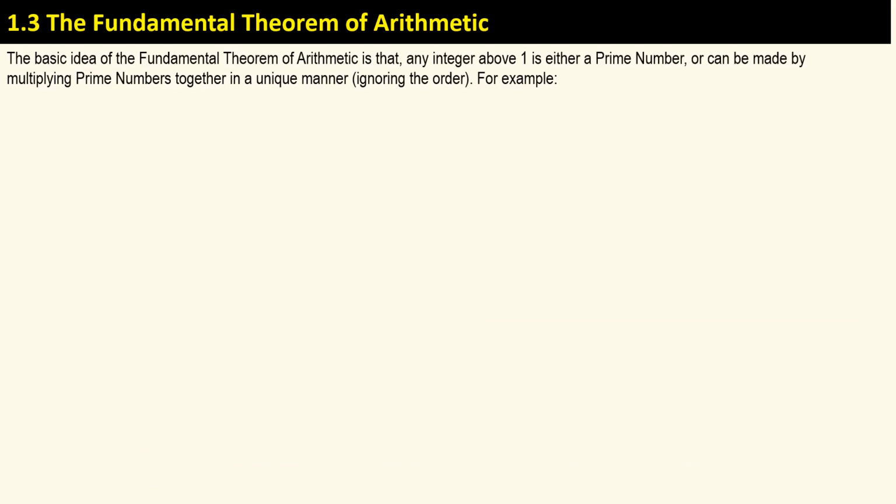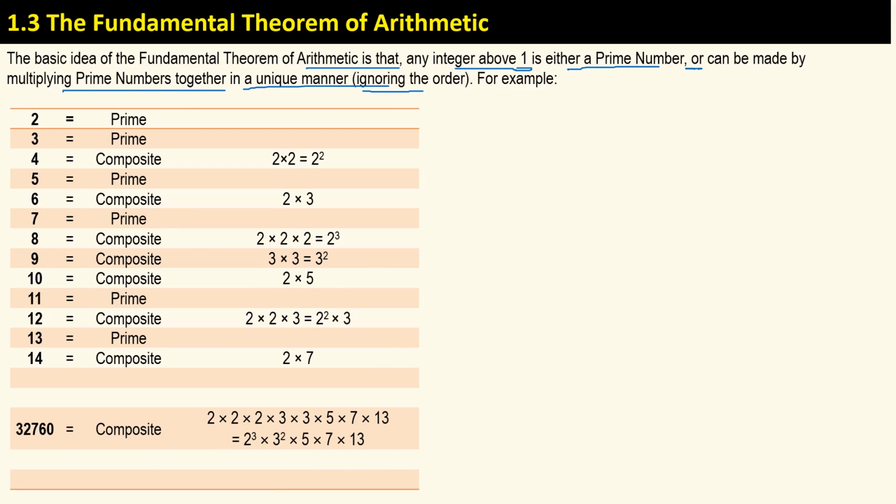Okay, so now let's talk about the Fundamental Theorem of Arithmetic. The basic idea of this theorem is that any integer greater than 1 is either a prime number or it can be made by multiplying prime numbers together in a unique manner. The unique manner holds if we ignore the order. So let's say 2 multiplied by 3, and it can be 3 multiplied by 2 as well. We shall have to ignore the ordering of them.